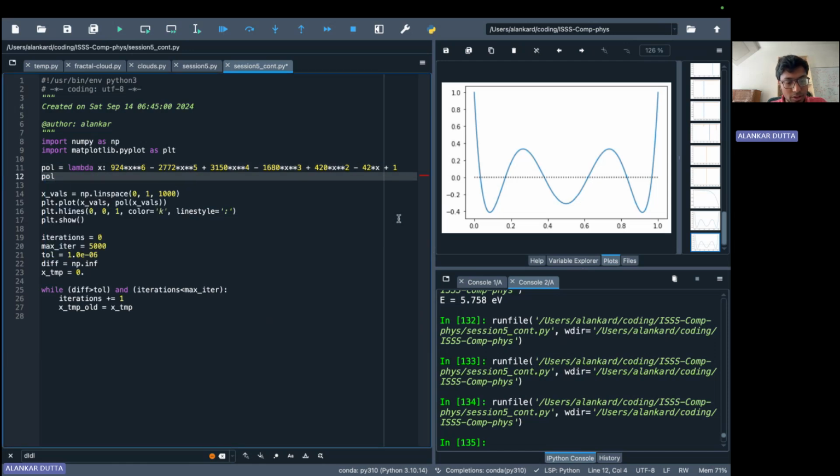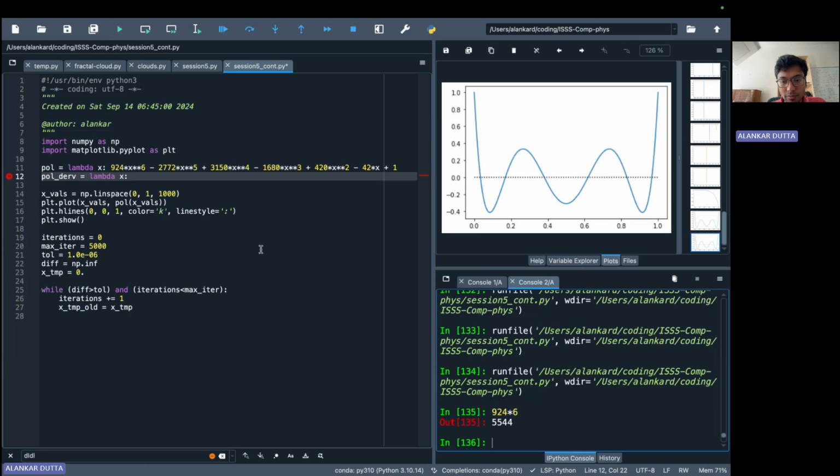The derivative of this polynomial, d lambda x, is also pretty simple. We do 924 times 6, since this is just differentiating a polynomial, which is 5544. These are crazy numbers, but anyways, times x to the power of 5. This is a fifth order polynomial because when you differentiate it, you decrease the order by 1. Then you do 2772 times 5.